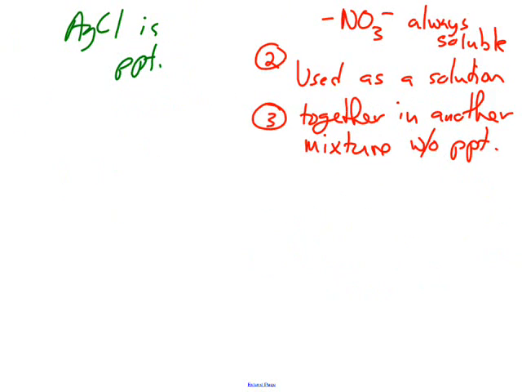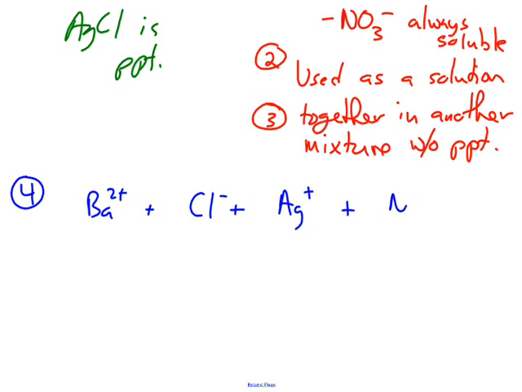So step number 4, we are going to list all the ions that are present and put them into a balanced equation. So we've got the barium ions, the chloride ions, the silver ions, and the nitrate ions. So these are the 4 ions that we're starting with as reactants.